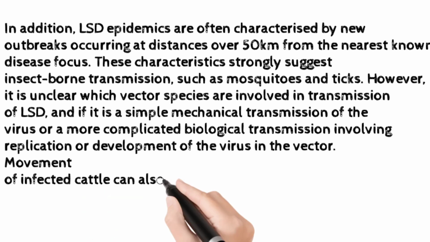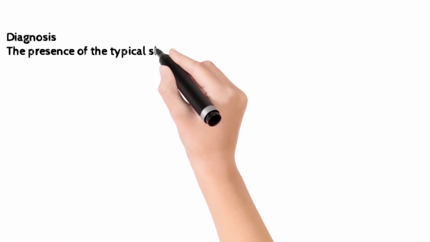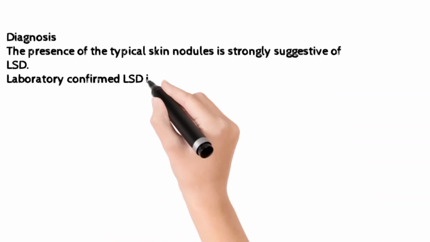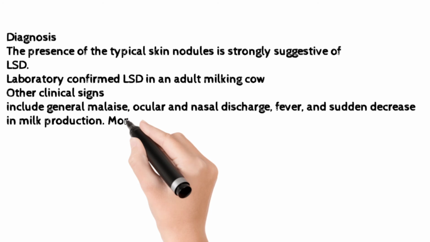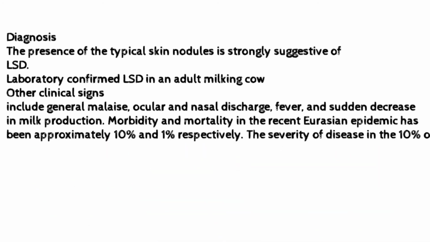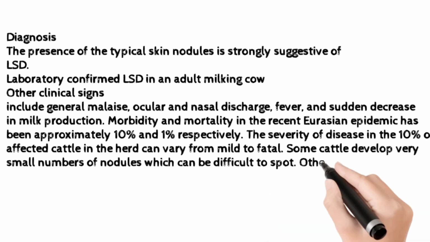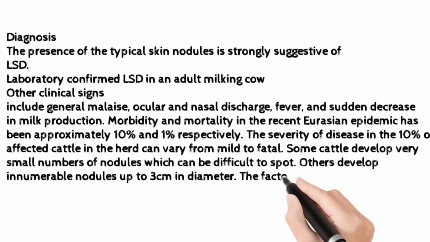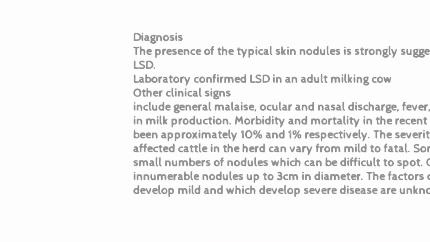The severity of disease in the 10% of affected cattle in the herd can vary from mild to fatal. Some cattle develop very small numbers of nodules which can be difficult to spot. Others develop innumerable nodules up to 3 centimeters in diameter. Disease can be confirmed with a laboratory diagnosis, with tests available to detect the DNA of the virus or antibodies.